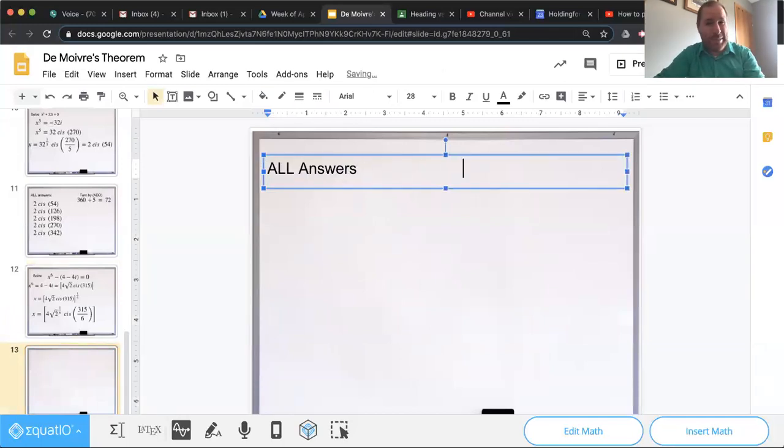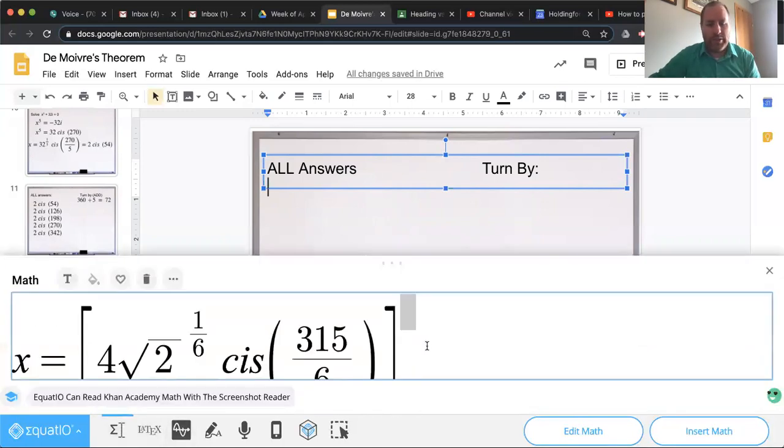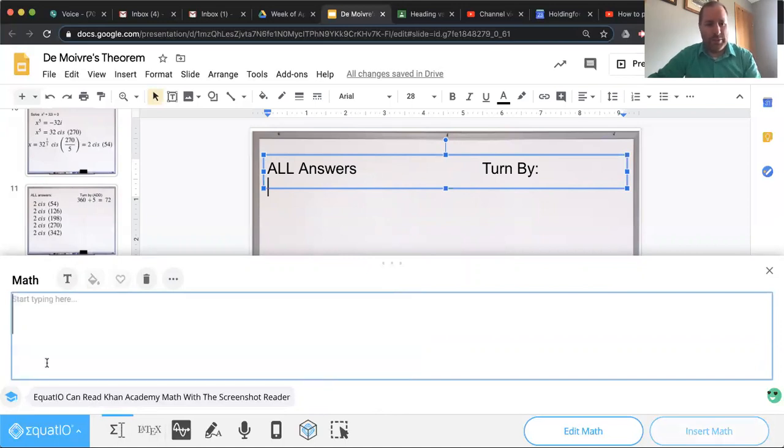Of which there's going to be 6 possible answers this time, 6 answers. All right, so we need to turn by, in this case, we're going to need to turn by 360. So let's just get rid of this for a second. We're going to need to turn by 360 divided by 6, which is equal to 60 degrees.